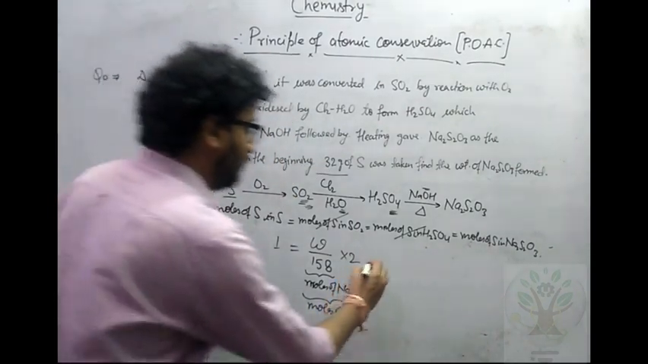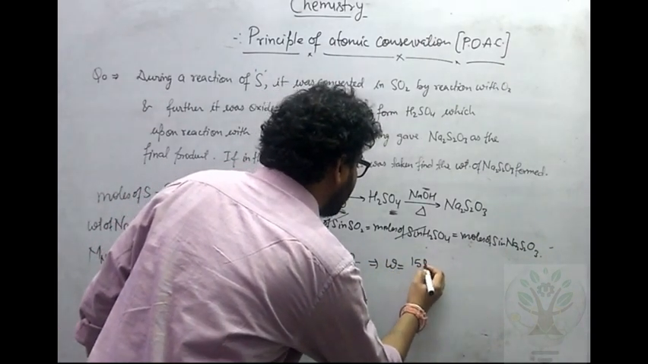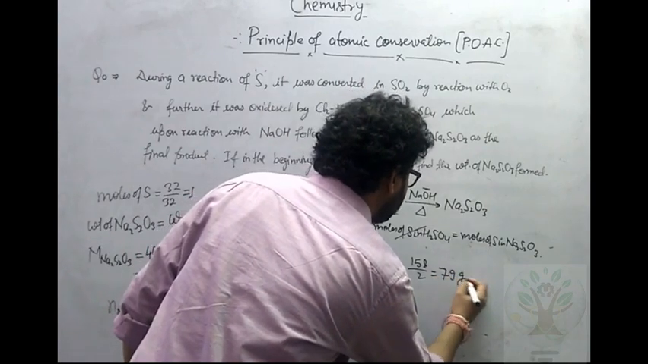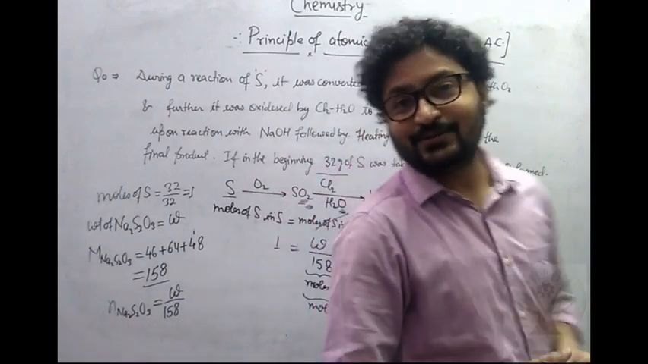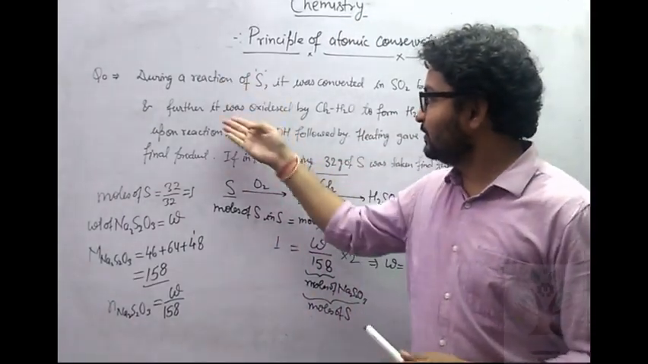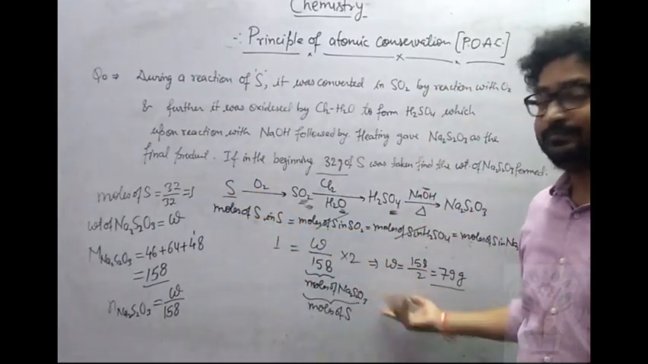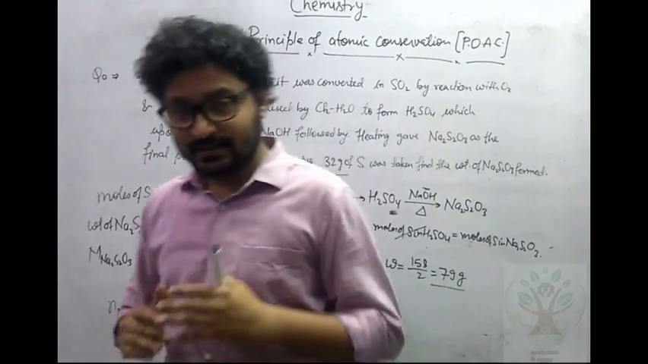Are you getting this? Now from here, W is coming as 158 divided by 2, means 79 gram. That's it. How long was this question? See, the question was 4 lines. The solution is in front of you. I hope this is clear to you. Okay, let's see another question.